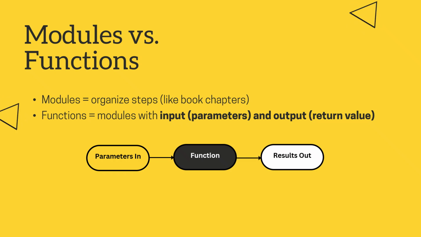Now, the big difference is that a function promises a result back to the caller. So if you call a function, you expect some kind of value to come back. And this value is produced from the parameters and whatever the processing steps are inside of that function. The key point I want you to remember is that parameters go in, and a function value comes out. If it doesn't return a value, then it's not acting like a function, it's just a procedure or just a regular module.